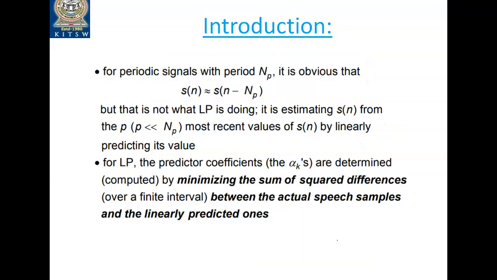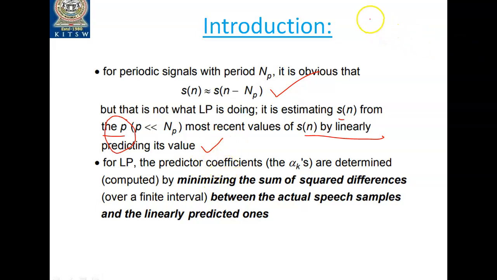Now, for periodic signals with period Np, it is obvious that s(n) equals s(n minus Np), but that is not what LP is actually doing. It is estimating s(n) from the p most recent values, the pth order, by linearly predicting its value.